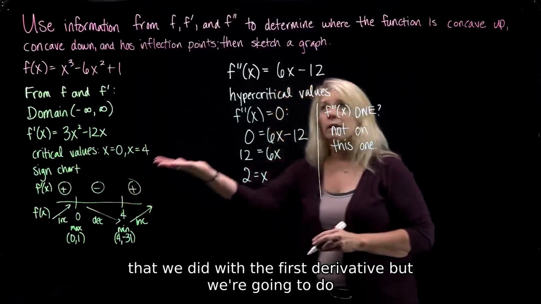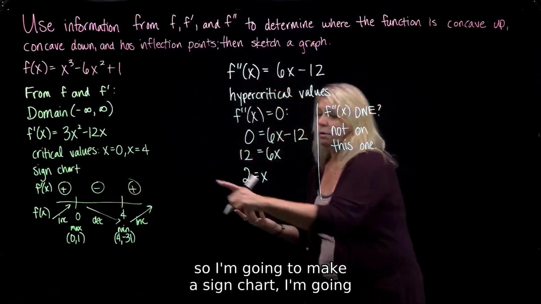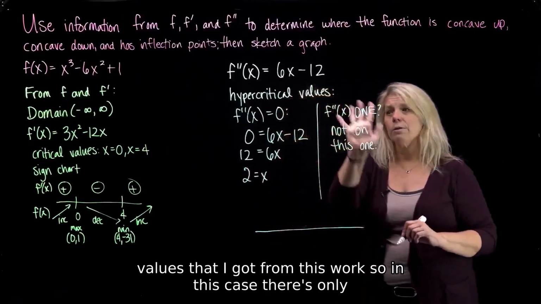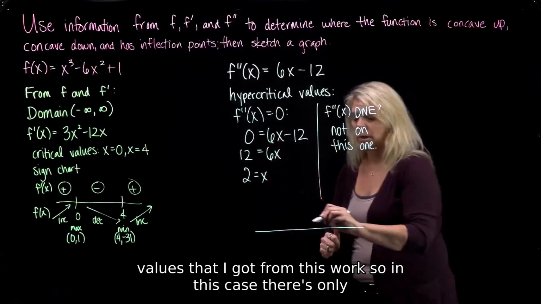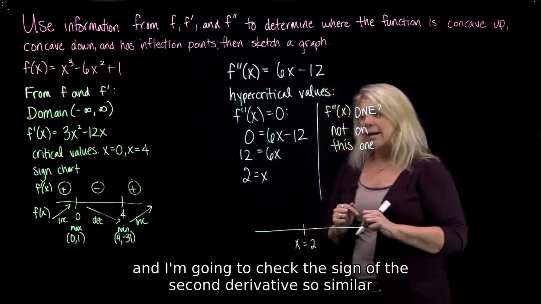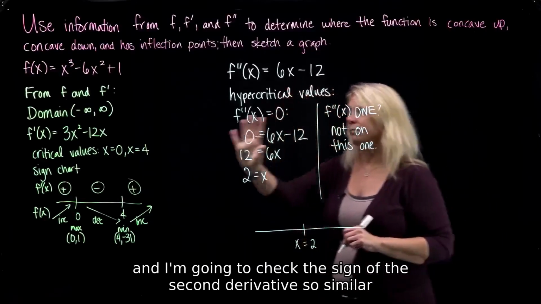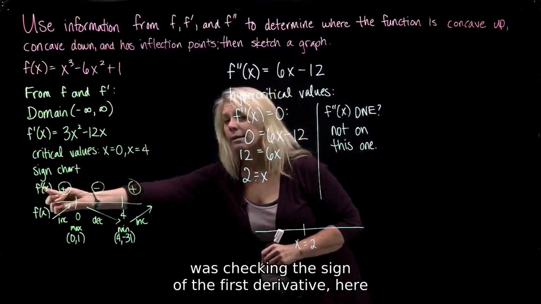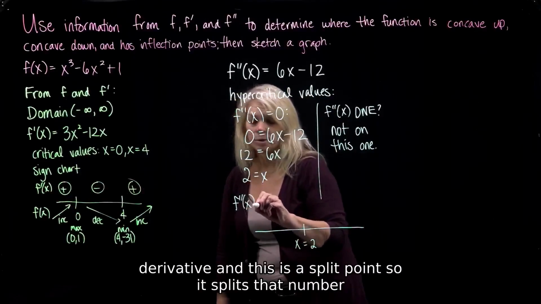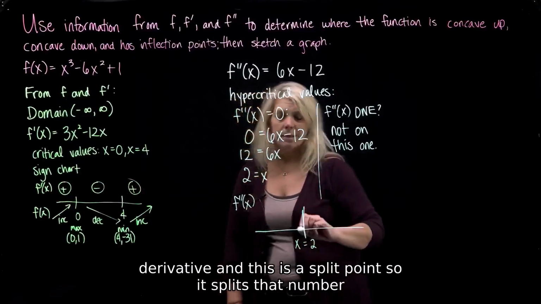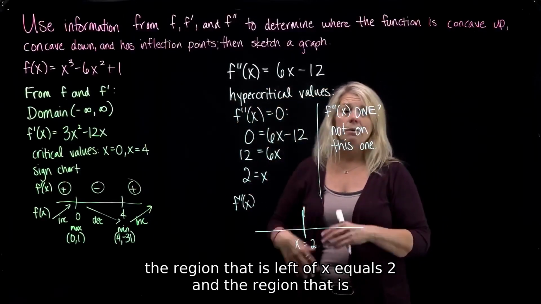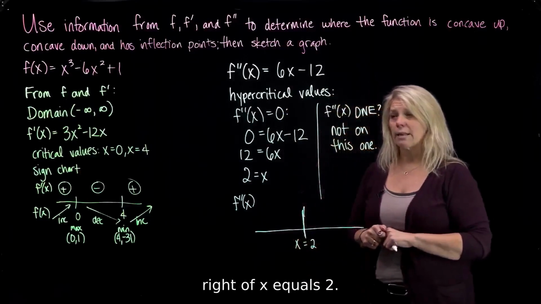So I'm going to make a sign chart. I'm going to make a number line. I'm going to put my values that I got from this work, so in this case there's only one, on that number line. And I'm going to check the sign of the second derivative. So similar work over here, but I was checking the sign of the first derivative. Here I'm going to check the sign of the second derivative. And this is a split point, so it splits that number line into two intervals, the region that is left of x equals 2 and the region that is right of x equals 2.